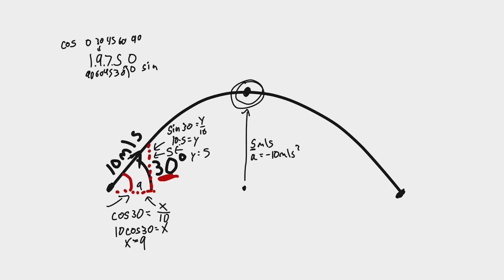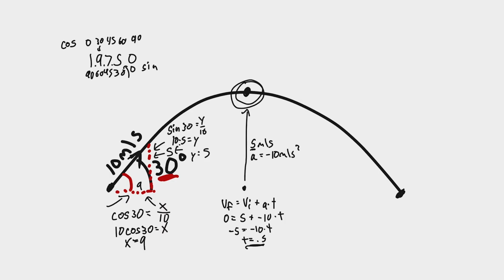To figure out how long it takes to get there, you can just logic through that or use the kinematic equation Vf equals Vi plus a times t. Once it's at the peak, the final velocity is going to be 0, the initial velocity is 5, the acceleration is negative 10, and we are solving for t. Negative 5 is equal to negative 10 times t, so t is equal to 0.5. So it takes half of a second for this object to reach the peak of its arc.